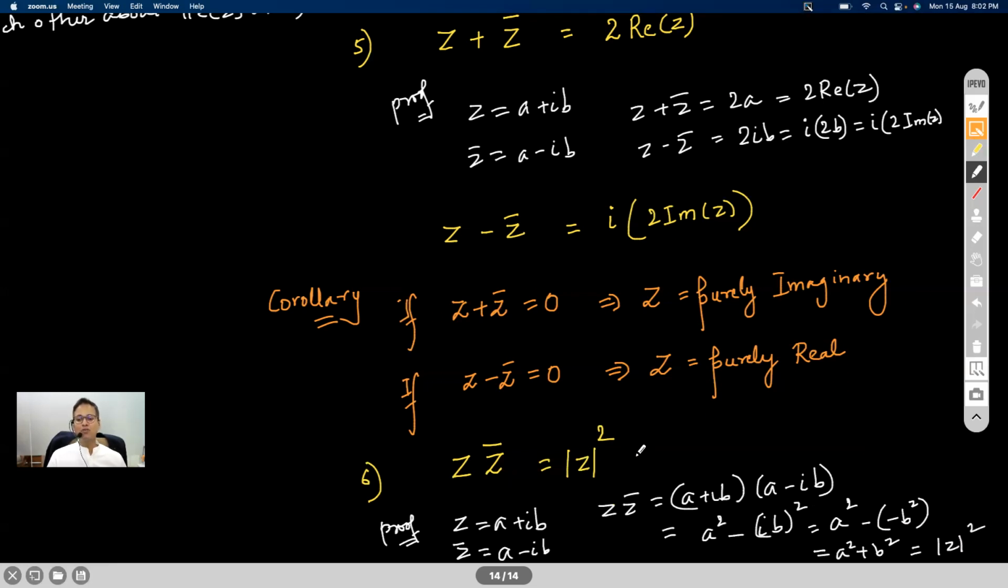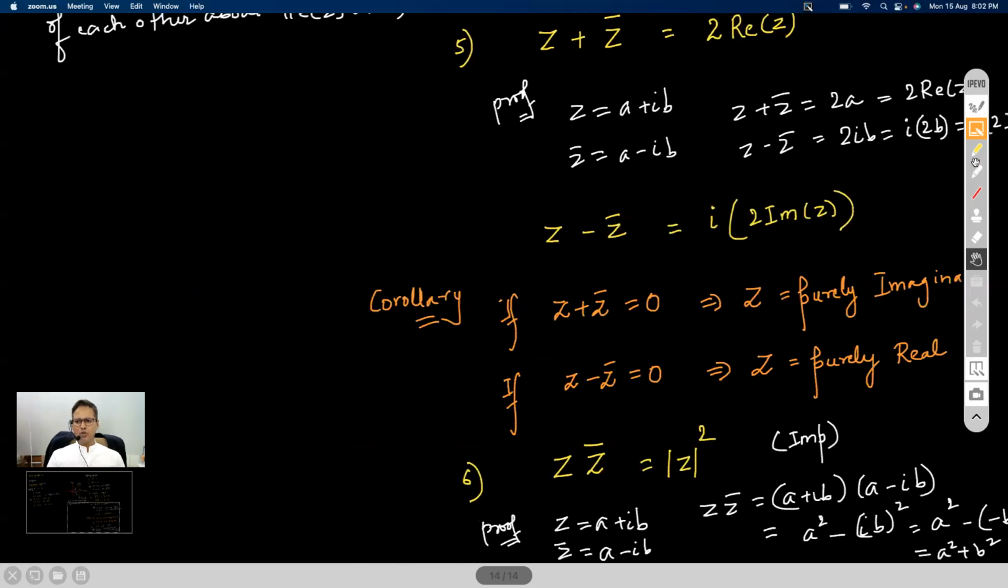This is one of the very important properties. It will be used at so many places. Note this down: z into z conjugate will be mod z square. Okay. Any questions?